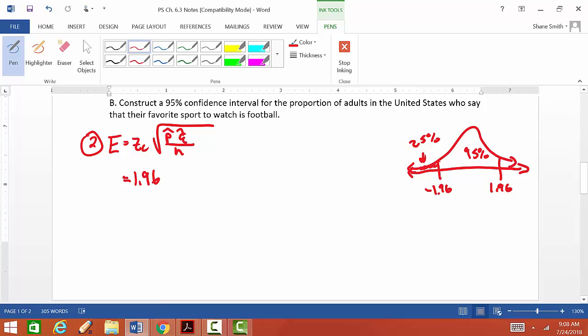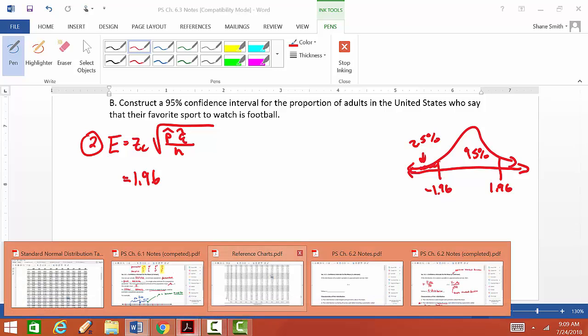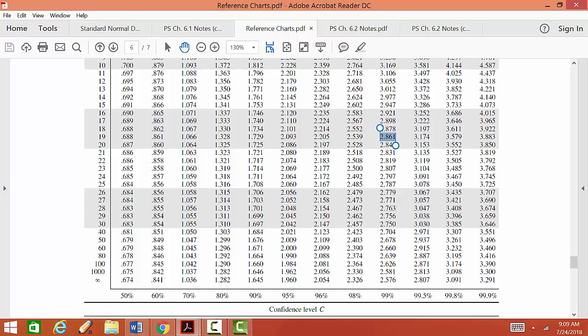a 95% confidence. Now remember, because this is 95% and that's such a popular one, if you go to the t-distribution reference chart and you look at 95% at the bottom and look at the infinity line, because we have an infinite number of degrees of freedom if we're using a normal distribution, right here you have 1.96. And that will always happen. So make sure that you look to see if the confidence level is at the bottom of the chart first.